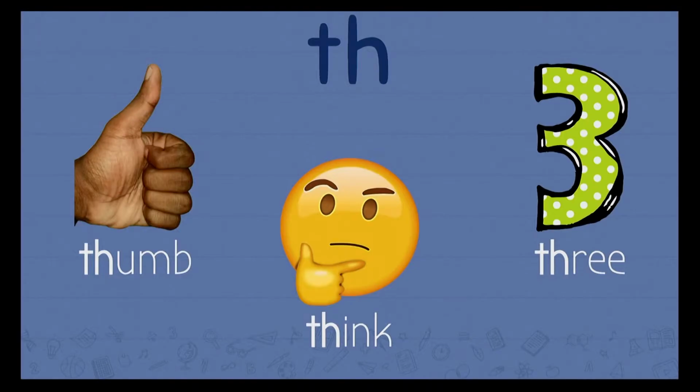A digraph only makes one sound, although two letters are hanging around. A digraph only makes one sound. That is what I found. In thumb and three. T and H together make a digraph with one sound.